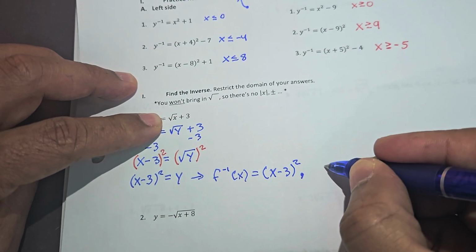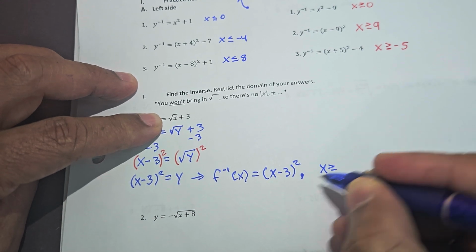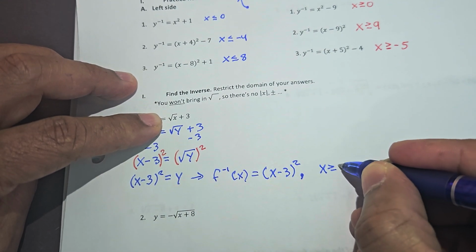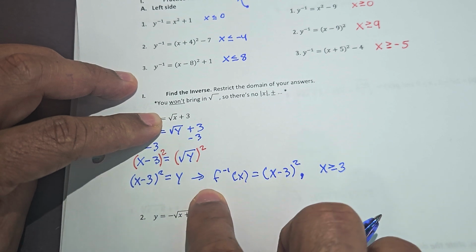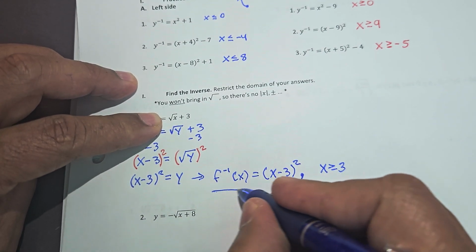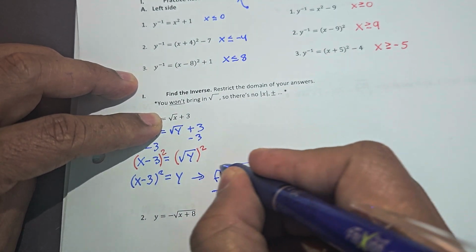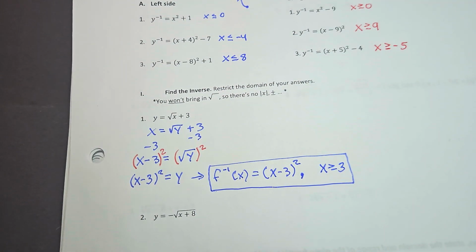So then I have to say x is greater than or equal to 3, since this goes from 3. So this is the inverse, and this is the domain. The point is, we cannot use the whole graph, because if we do, then the inverse is not a function.